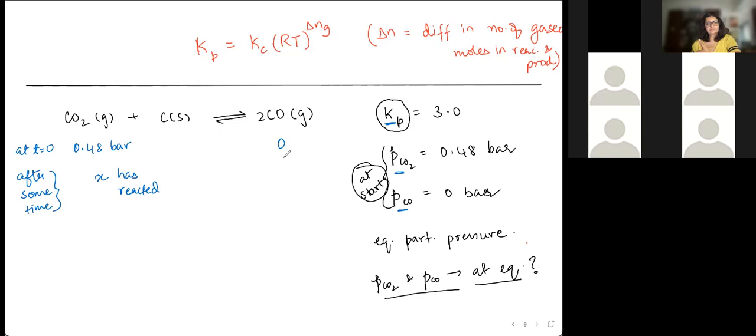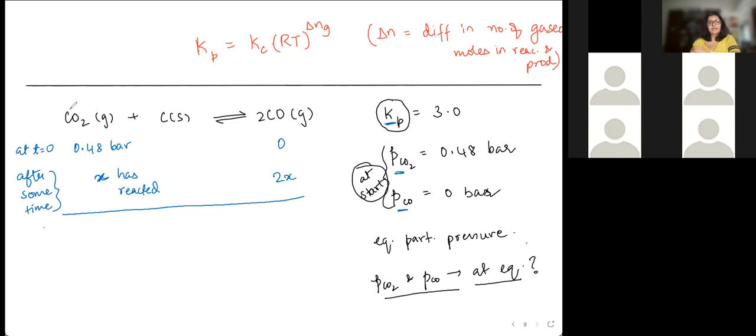N minus X. Why is it 1 minus X? No, N being the total moles. What are we supposed to find again, ma'am? No, if 1 mole of CO2 is reacted, out of the reaction I'm getting 2 moles of CO. So if X amount has reacted, how much CO will be produced? 2X. Right? So, let's say equilibrium is established.